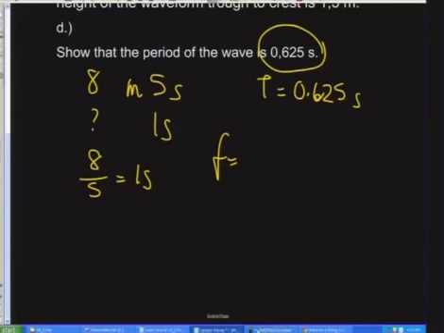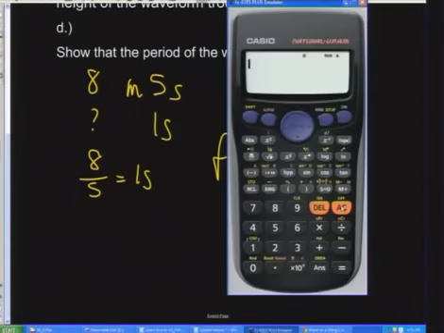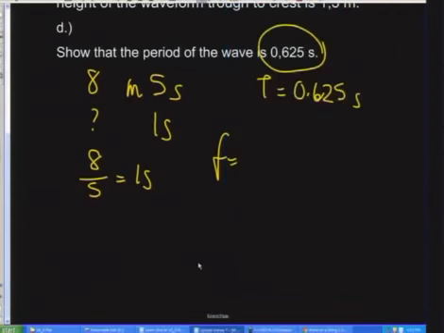And we'll jump to our calculator. Let's clear that. 8 divided by 5, and you're going to get 1.6. So frequency is 1.6 hertz.